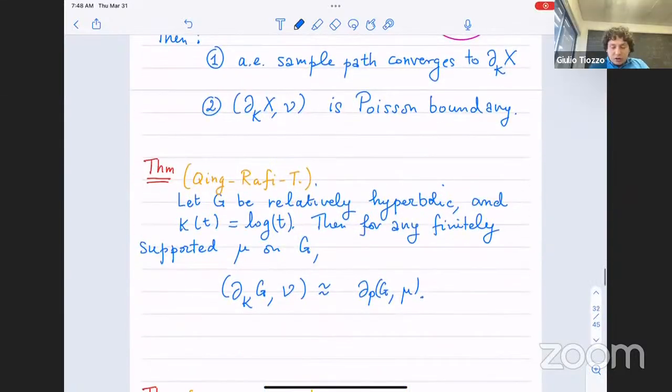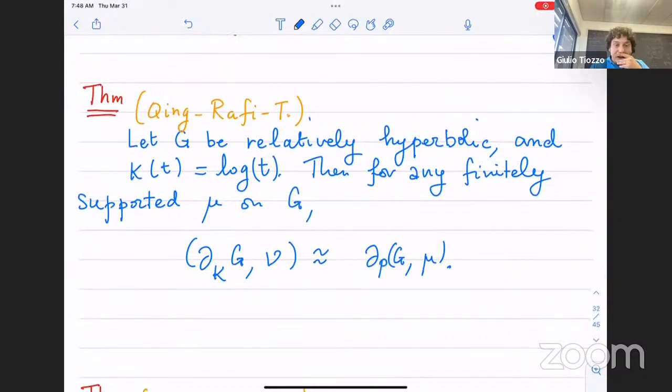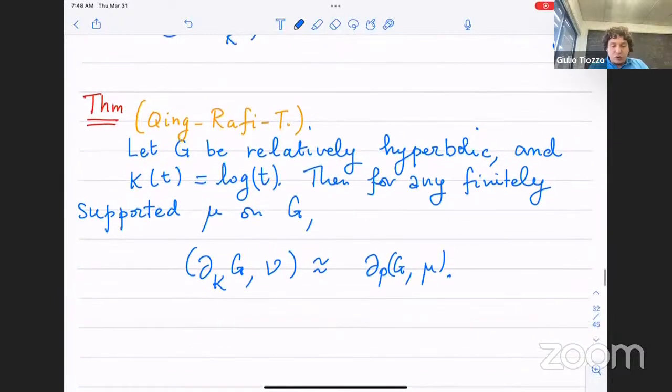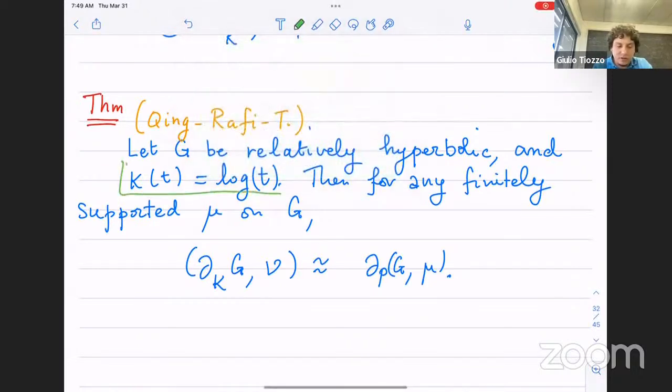Okay, so the two applications that we have, again, you could in principle apply this theorem to your favorite group, but you still need to prove this sublinear tracking property. So the two applications that we have is with the relatively hyperbolic group. So in that case, we take kappa to be just log t.